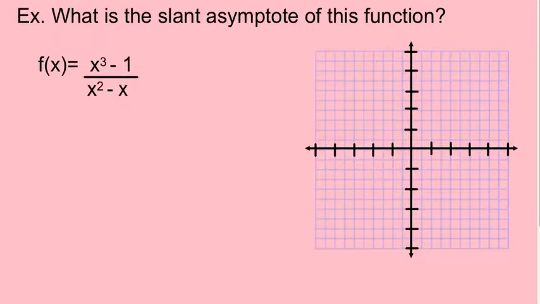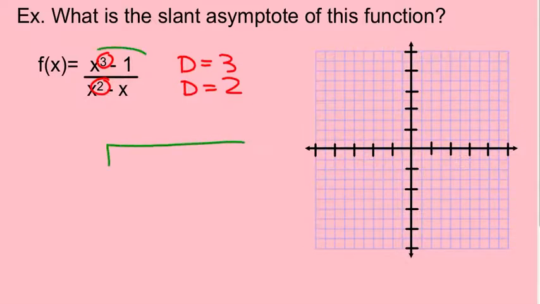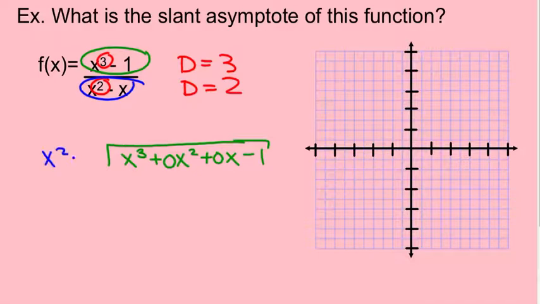Here's a second example. The degree here is 3, and the degree here is 2. So the degree of the numerator is 1 more than its denominator, so we use long division. This will go underneath: x cubed, 0x squared, 0x minus 1. And then this will go out in front: x squared minus x.